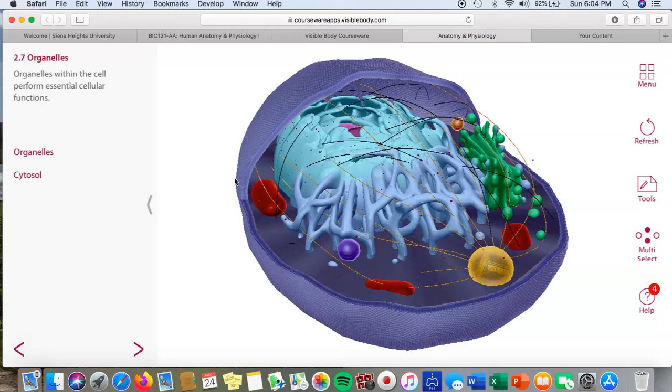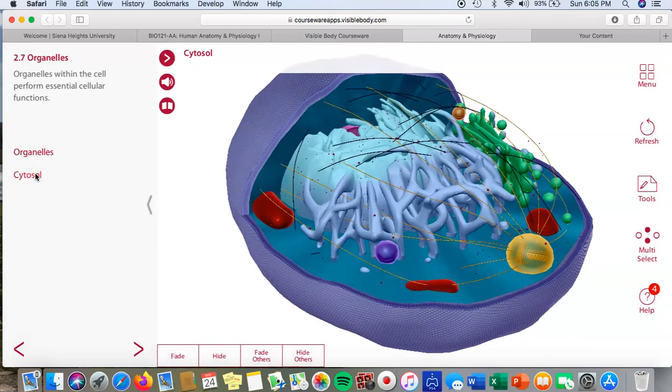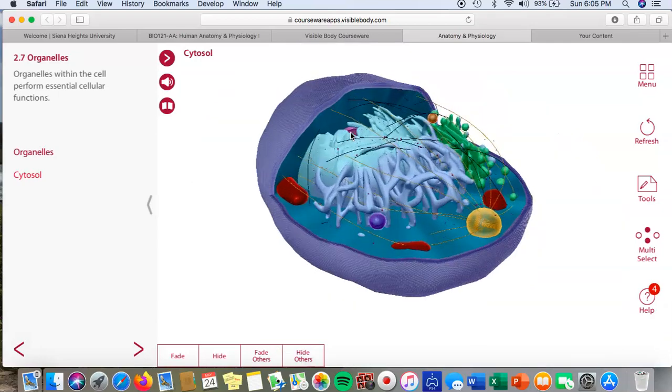So the first thing I want to talk about is that cells are filled with this jelly-like substance, and it holds all their components, and it also provides this fluid-like medium for their reactions to take place. This is called the cytosol. So take a look at the cell. I'm going to click on cytosol, and you can see that it highlights where the cytosol would be.